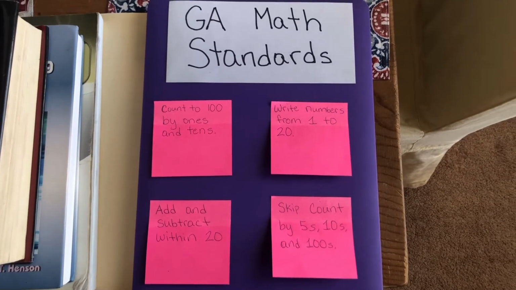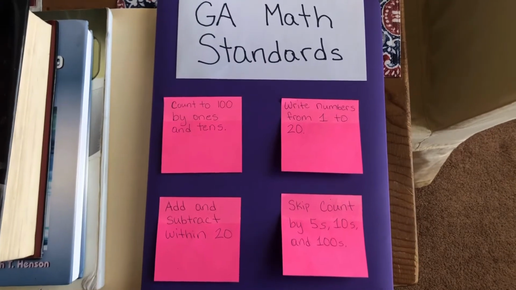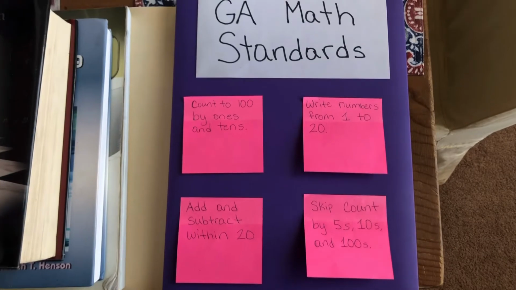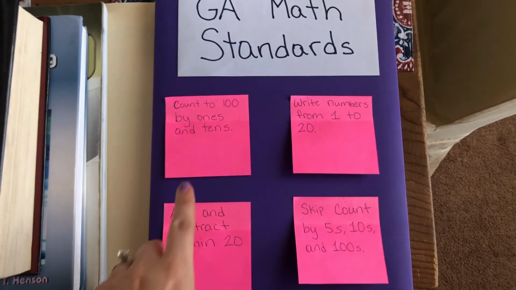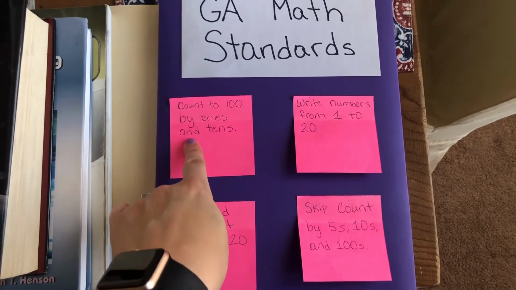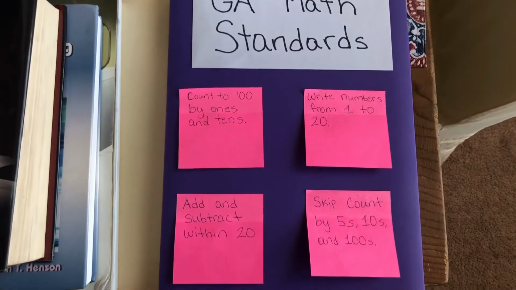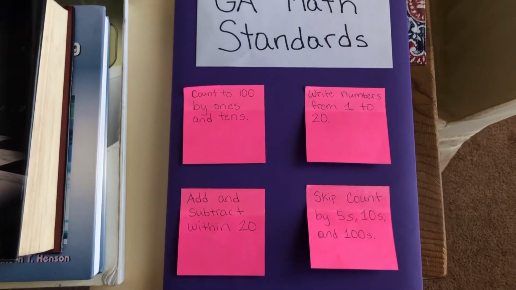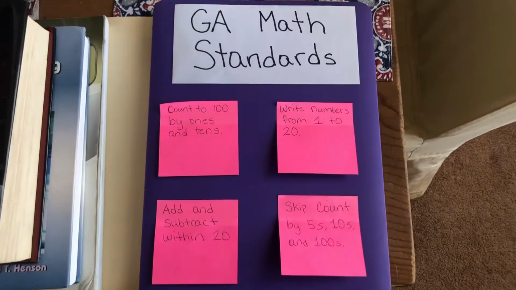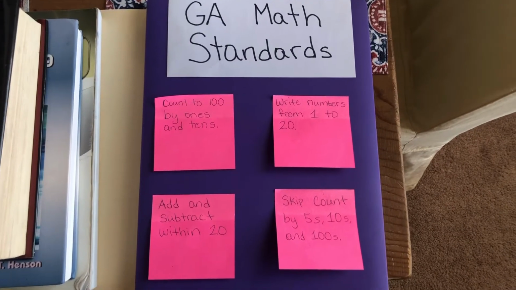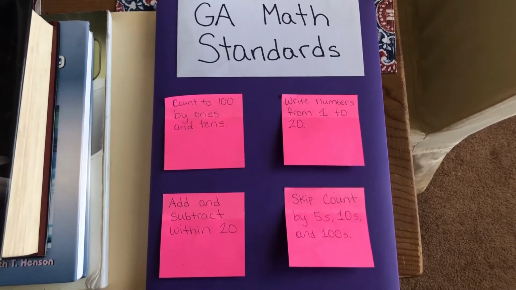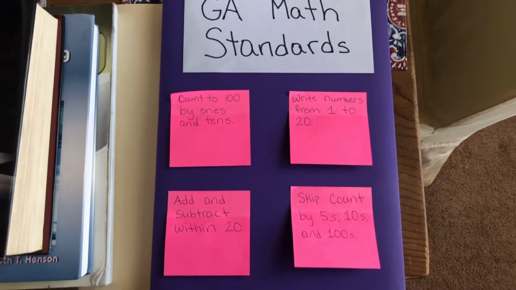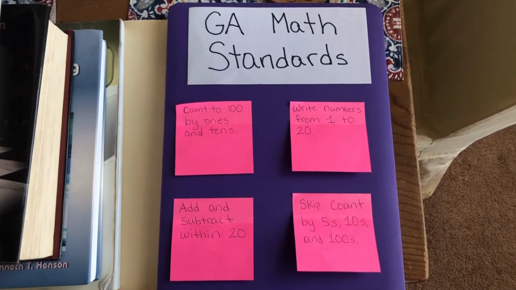So I'm doing something a little new. I'm going to start putting the standards before each little part so we kind of know what we're aiming for. So I've got Georgia math standards up here: count to 100 by tens, ones and tens, write numbers from 1 to 20, add and subtract within 20, and skip count by fives, tens, and 100s. These are all what I am aiming for in my math videos, so I'm just going to start posting pictures of these before I get started, and then that way we all kind of have a guide of where we're going with this.